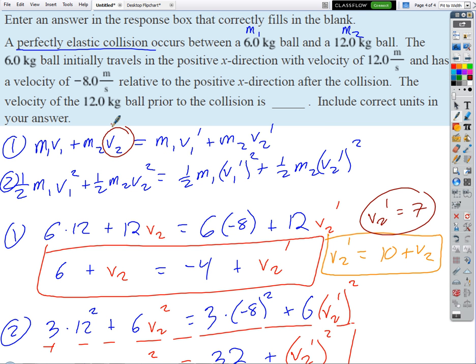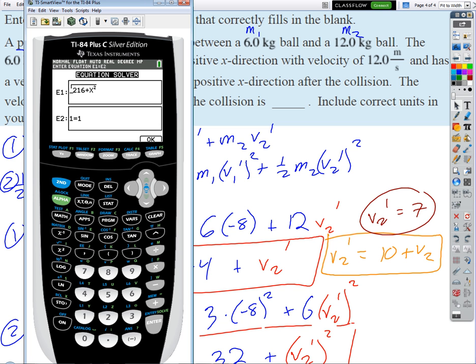Now I'll show you a shortcut way to do this on your calculators. There is an easier way to do this one. You don't have to do it this way. It works out pretty easily the other way.